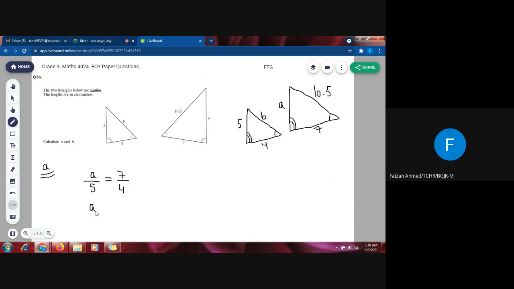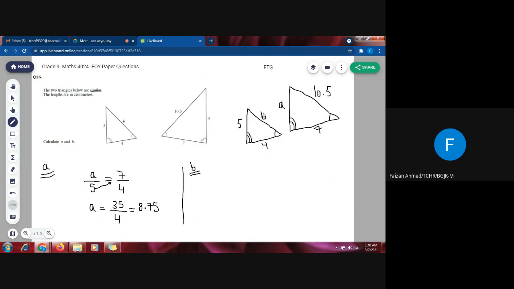A will be equal to 5 going on this side and getting multiplied with 7. So it will be 7 times 5, which is 35, and I am not moving this 4. 4 will be in the denominator, and you know that when 35 is divided by 4, it will give you an answer of 8.75. So the value of A is coming out to be 8.75, and we use the corresponding side ratios because this is a similar triangle, and in similar triangles we use corresponding side ratios to find the missing length.